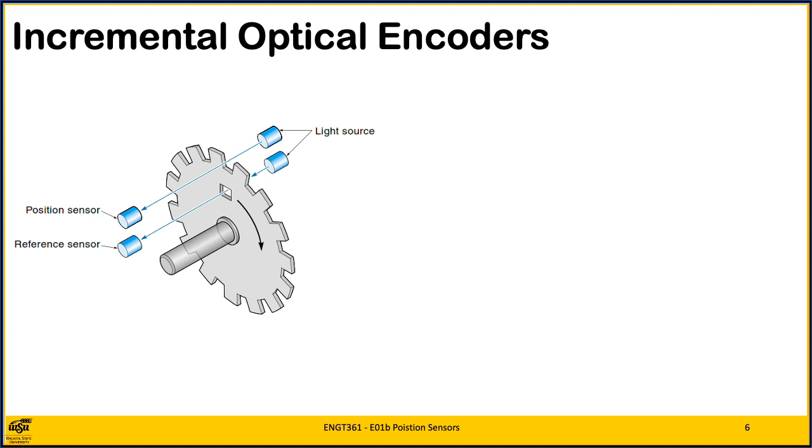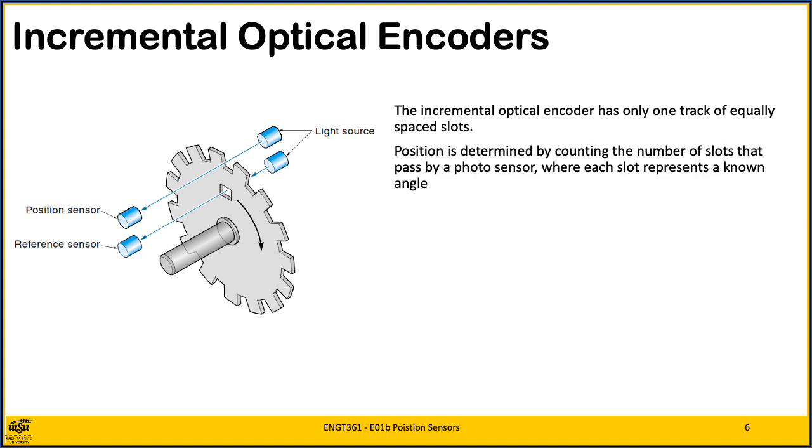The incremental optical encoder has only 1 track of equally spaced slots. Position is determined by counting the number of slots that pass by a photosensor, where each slot represents a known angle. This system requires an initial reference point, which may come from a second sensor on an inner track, or simply from a mechanical stop or limit switch.